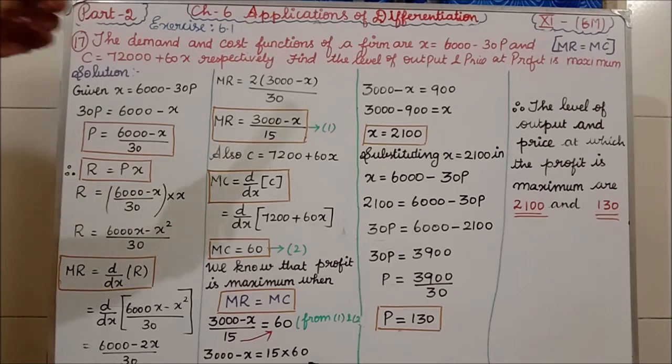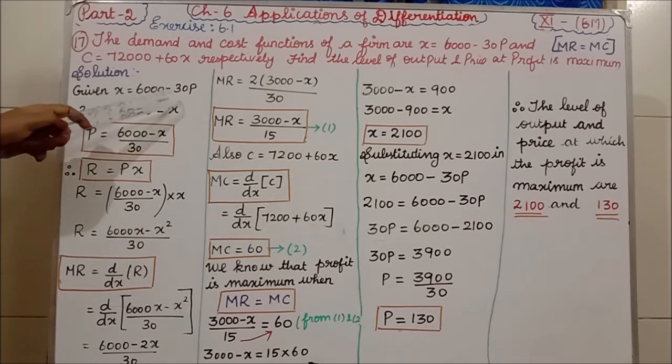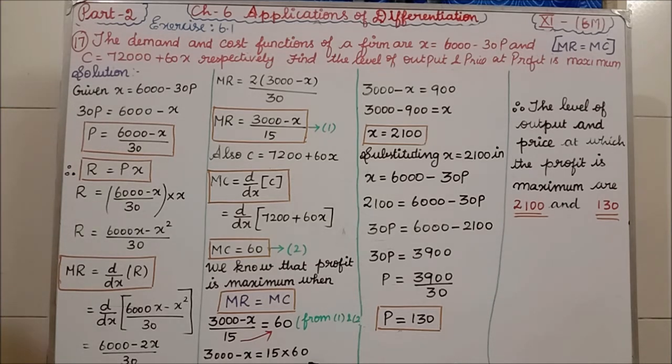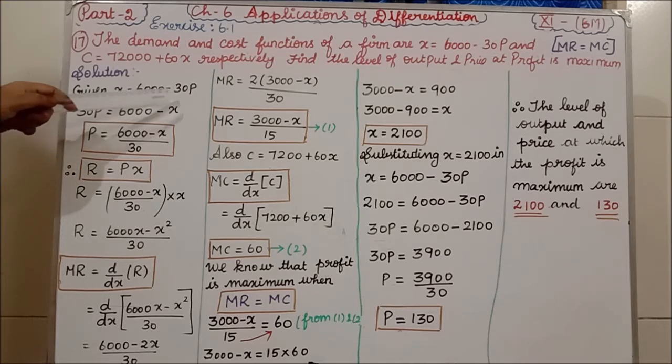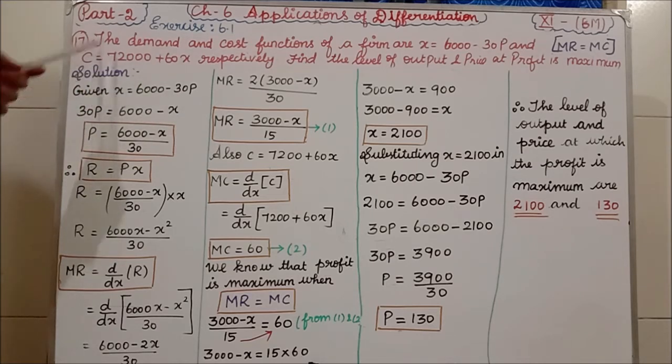In the question only X is given: X equal to 6000 minus 30p. Do we have the P value here? No. So first we will find P. How can we find it from the question? X equal to 6000 minus 30p means I take this 30p to this side and take X to the other side. So P equals 6000 minus X divided by 30. Now we have got the P value.